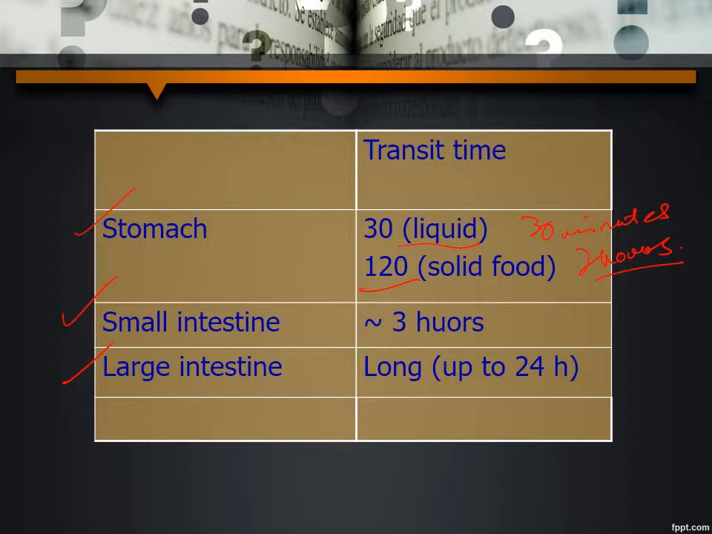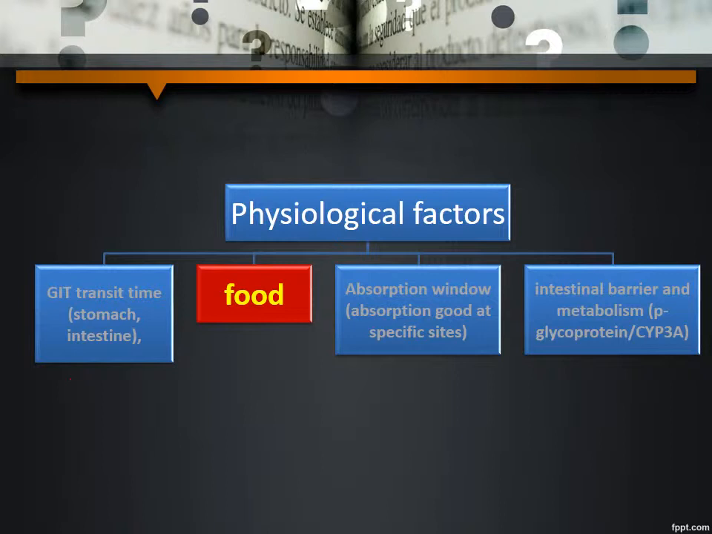However, for anything that is to be taken on an empty stomach, you should take the pill before lunch. For the small intestine, most drugs or solid food will stay for 3 hours. And for the large intestine, it can stay up to 24 hours. Okay, next let's go into the factors of food that can affect bioavailability.